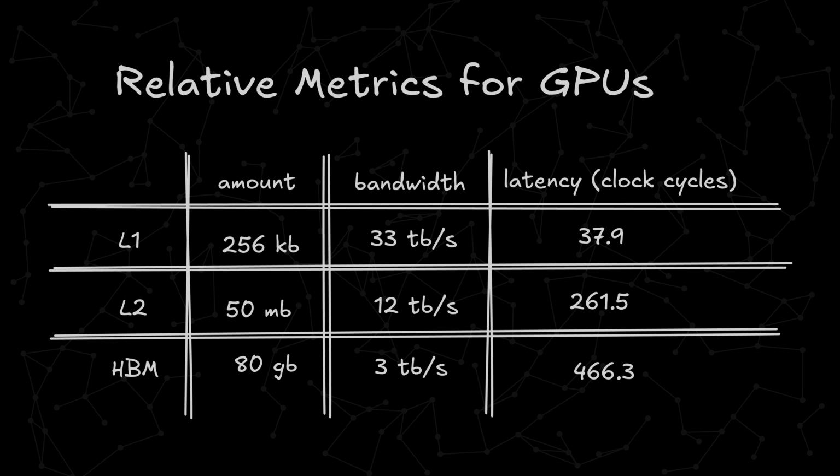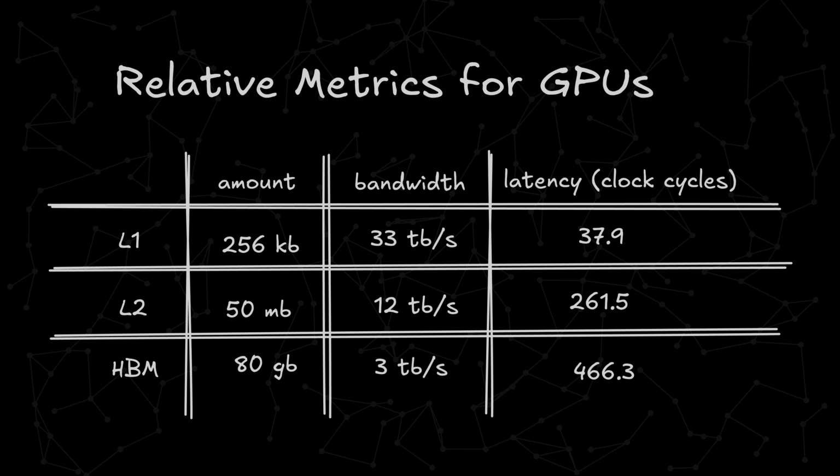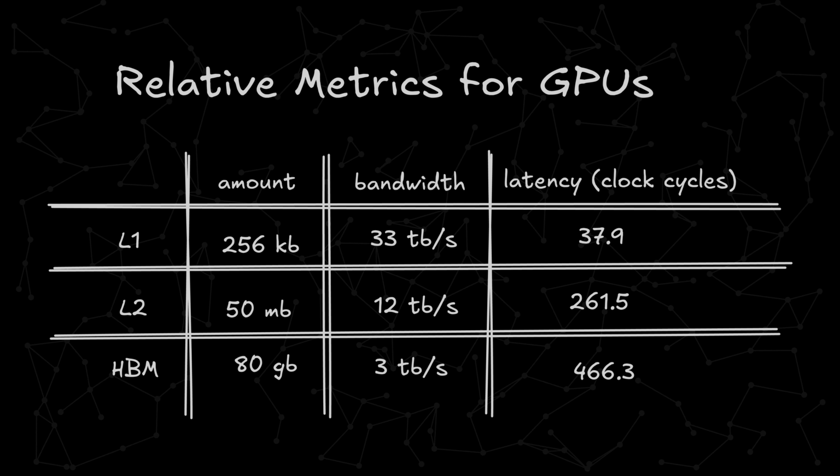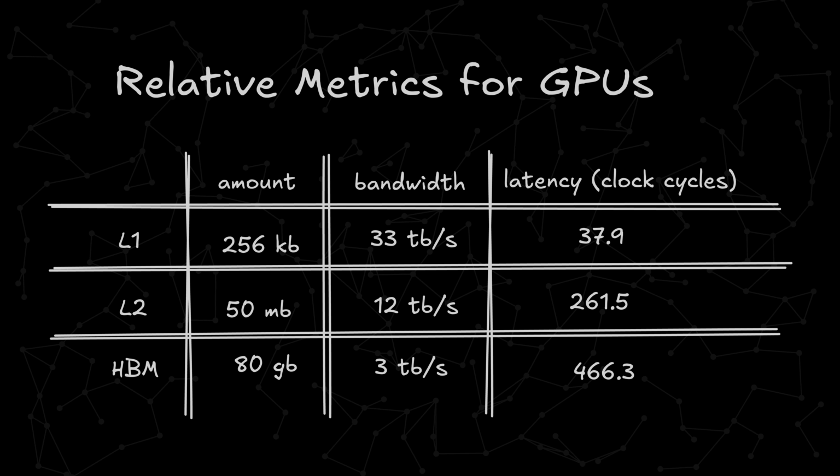And while I couldn't find reliable latency metrics for the H100, I've listed the ones for the A100 on screen. Again, we can see an order of magnitude difference between L1 and HBM. The moral of the story is we should use our L1 cache whenever we can, L2 whenever we can't, and HBM only if we have to.